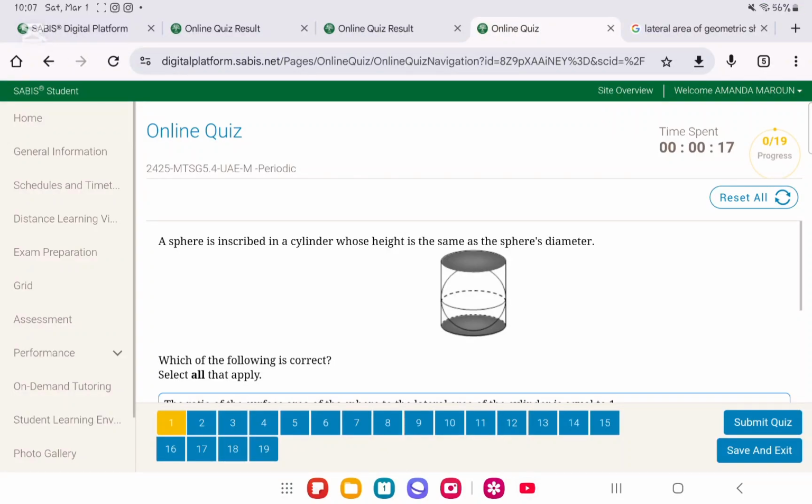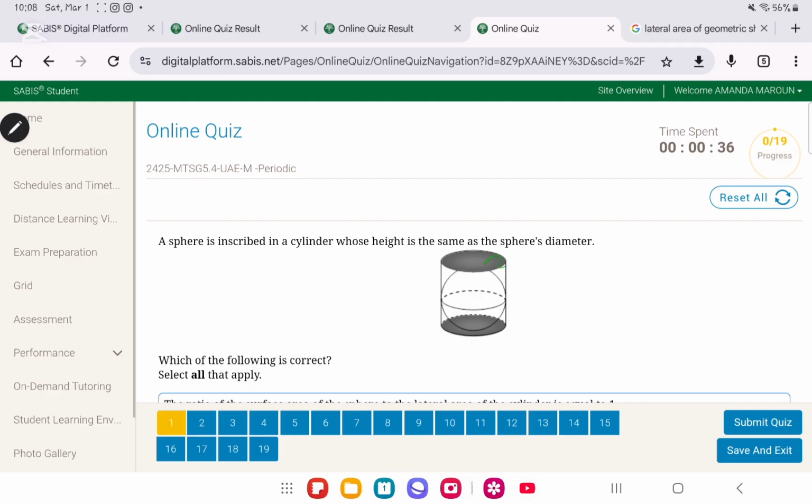So today I'll be explaining the math course practice quiz of geometry section 5.4. So let us start with the first question. A sphere is inscribed in a cylinder whose height is the same as the sphere's diameter. So what does it mean?